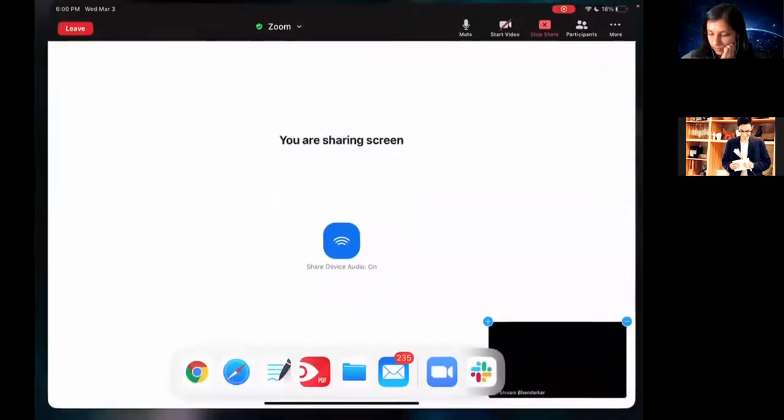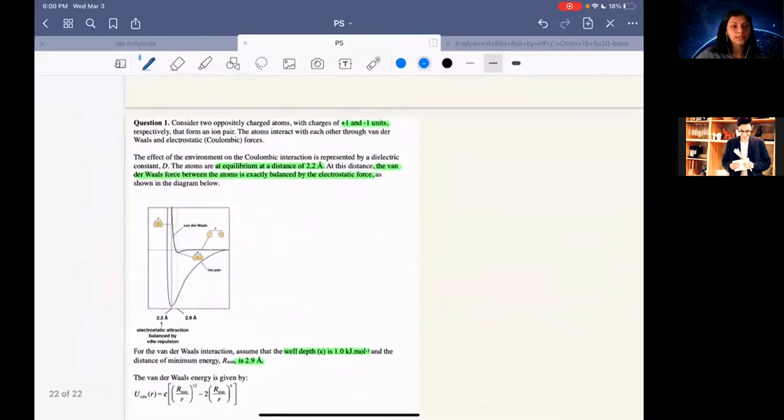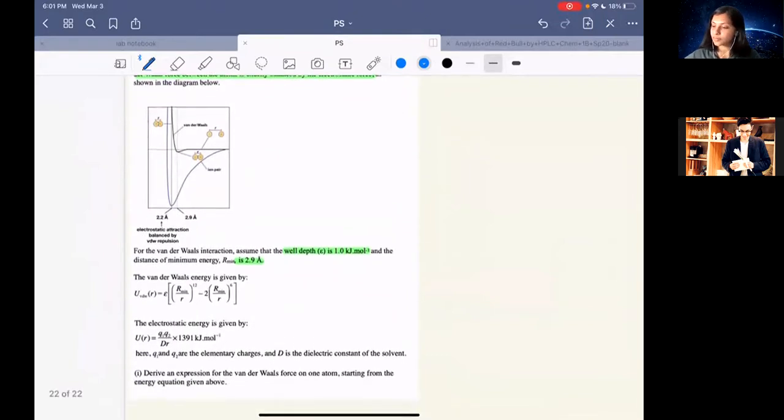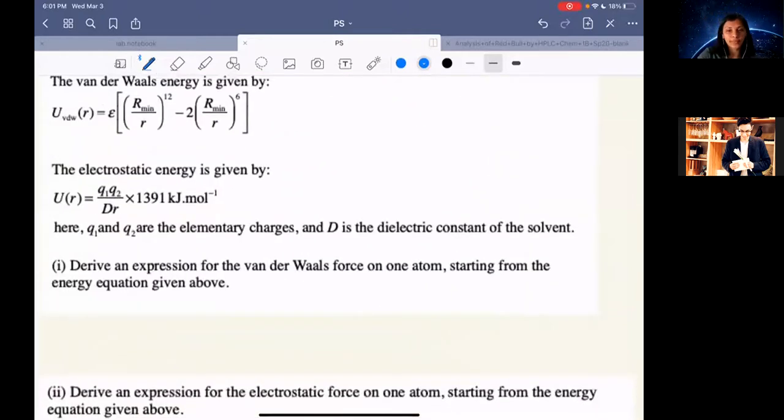All right, I will start sharing my screen for question 1. For question 1, we are given the van der Waals energy equation, and we are asked to derive an expression for van der Waals force on one atom, starting from the energy equation given.